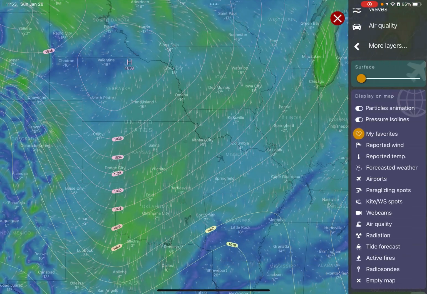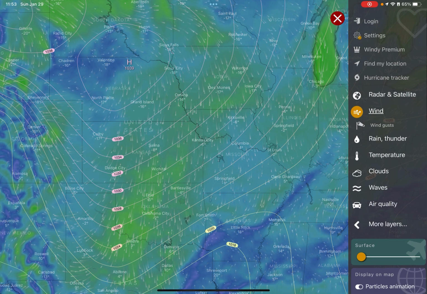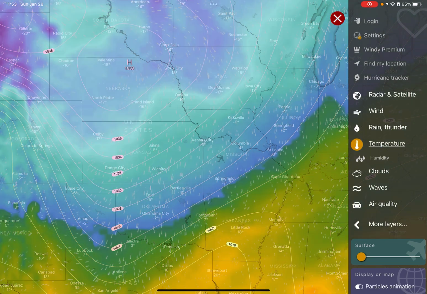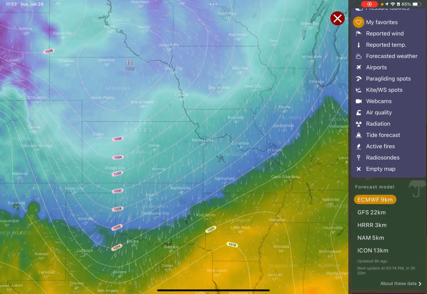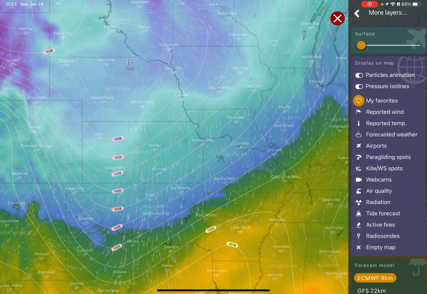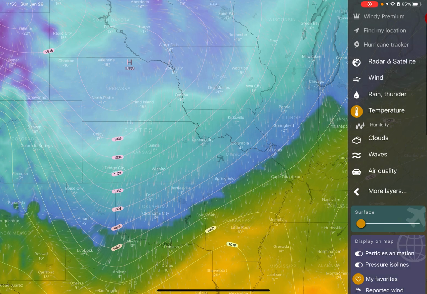And then we can go ahead and switch to temperatures. I don't know where I can change the pressure on the isoline settings. More layers.